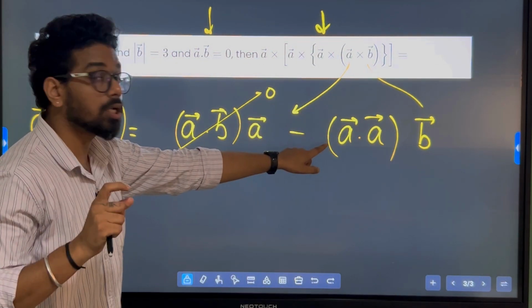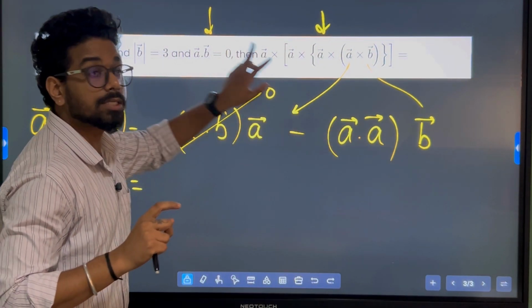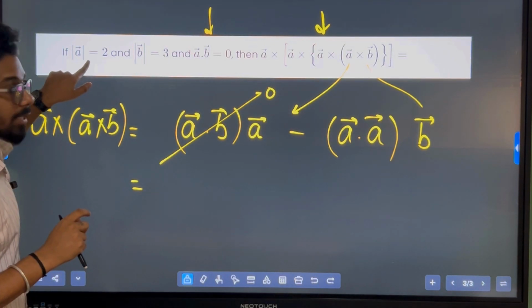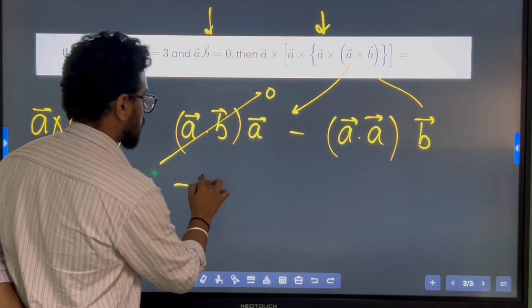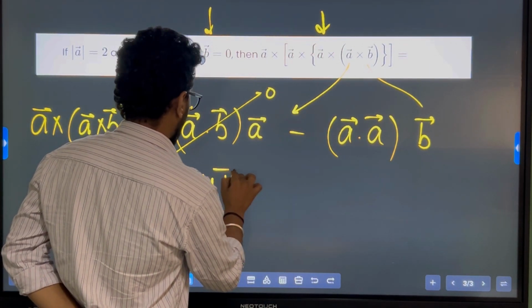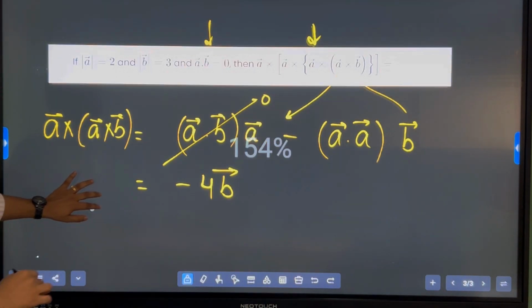It's a very important concept. A dot A is the square of the magnitude of A. So the magnitude of A is 2, so the square of the magnitude of A is 4. So minus 4 B vector. That's what we will have.